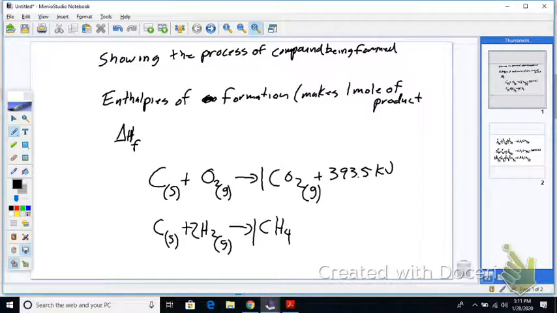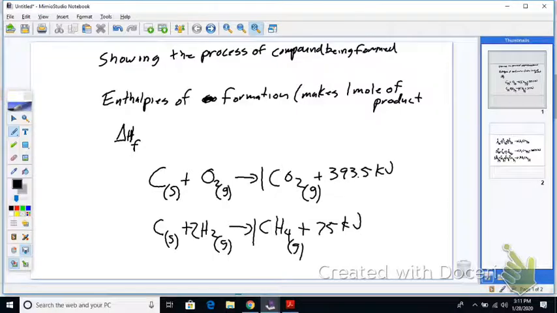What's CH4? 75 kilojoules per mole. So all of these values, when we make 1 mole of them, that's how much energy we get out. Any questions on that? So now what we can do is translate that to an actual chemical reaction.